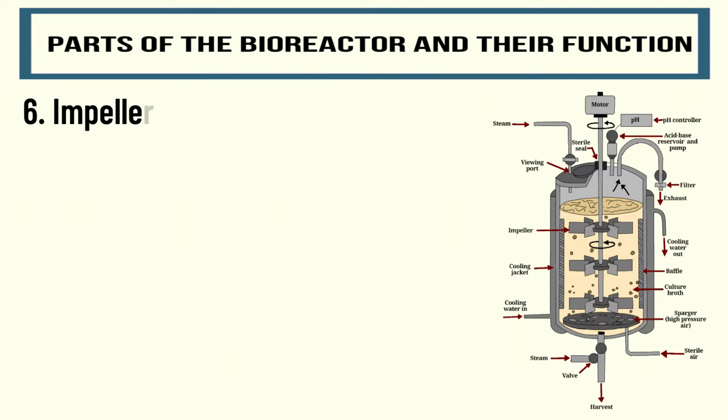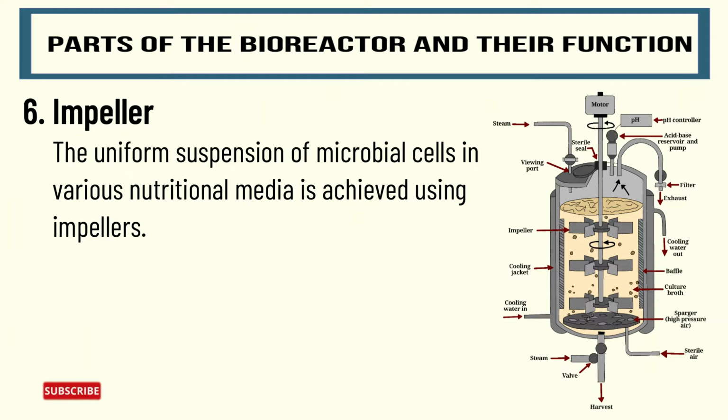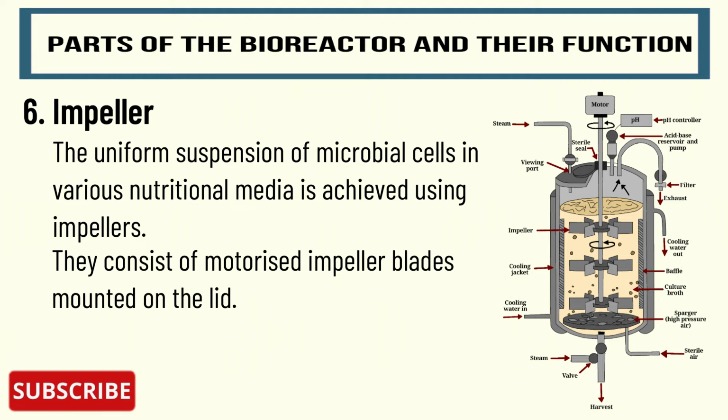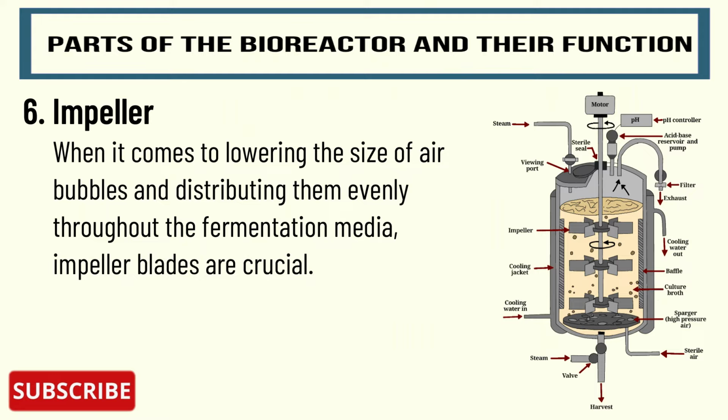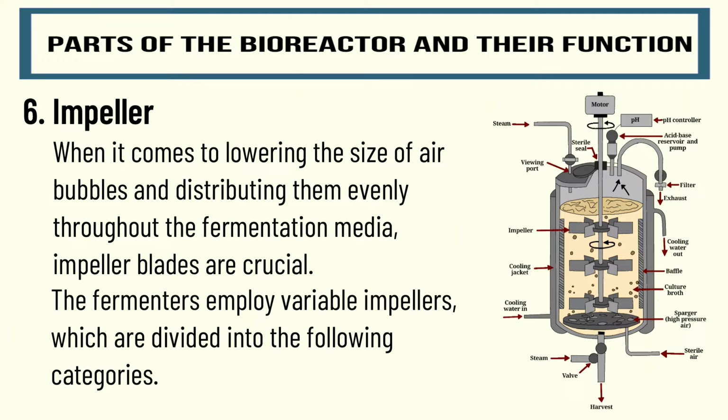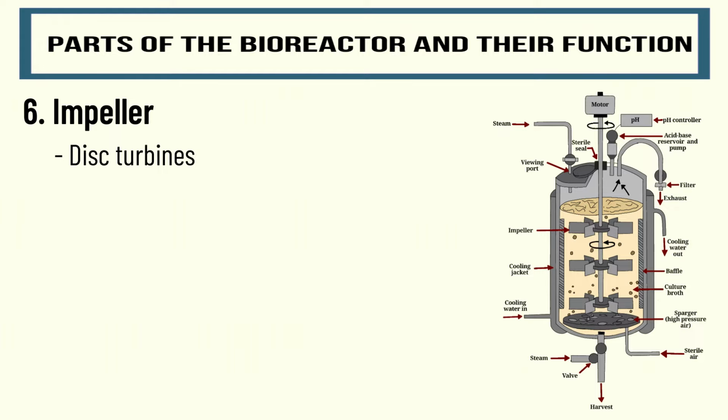Number 6. Impellers. The uniform suspension of microbial cells in the nutritional medium is achieved using impellers. They consist of motorized impeller blades mounted on the lid. When it comes to lowering the size of air bubbles and distributing them evenly throughout the fermentation medium, impeller blades are crucial. The fermentators employ variable impellers, which are divided into the following categories: disc turbines and open variable pitch turbines.